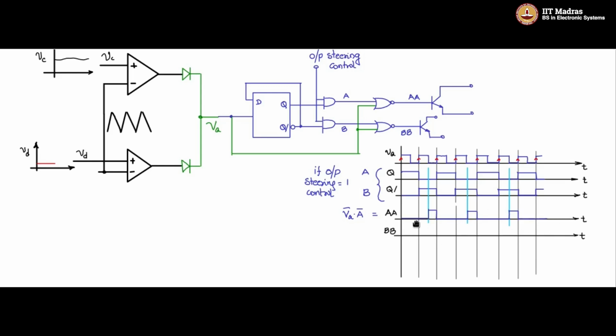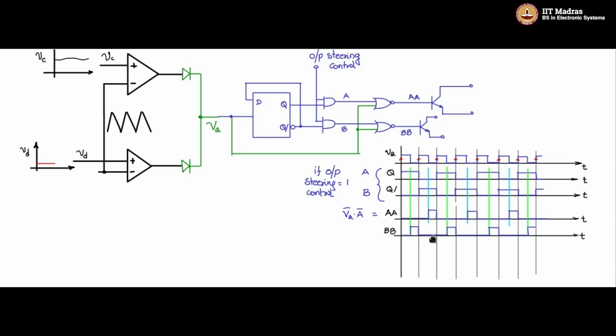Now BB, let me mark, it is now B bar and VA bar. You will see these are the portions where BB will go high, and I will write it down like that. So you see here, AA and BB waveforms are mutually exclusive. You can give Q1 on, Q2 on, Q1 on, Q2 on, Q1 on, and so on. And these are pulse width modulated because they are coming from the primary pulse width modulated waveform VA.